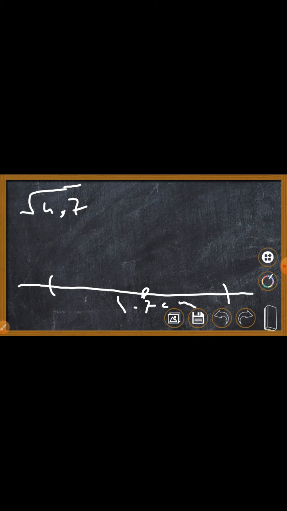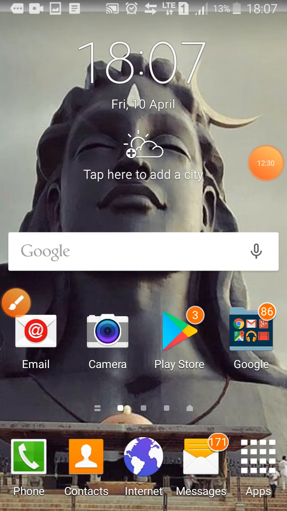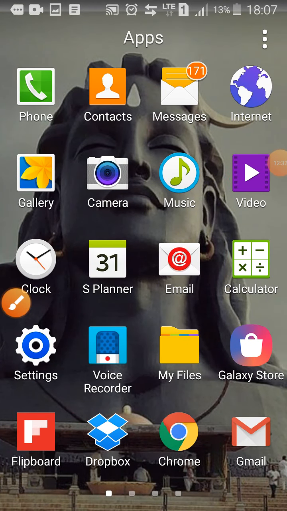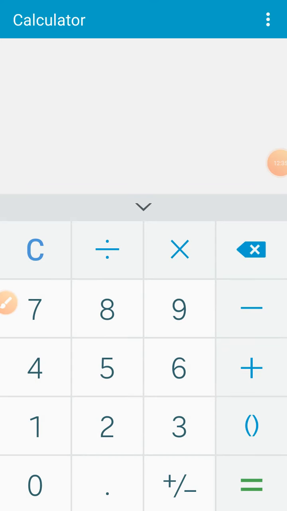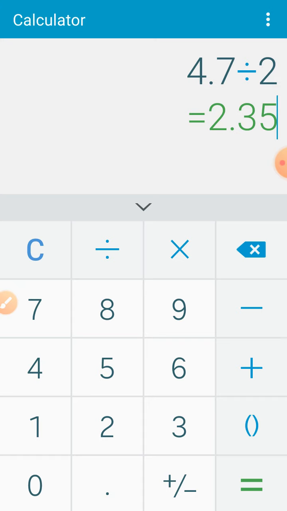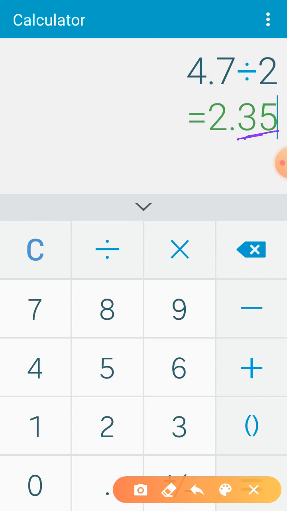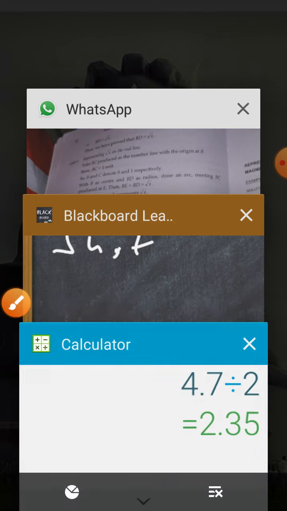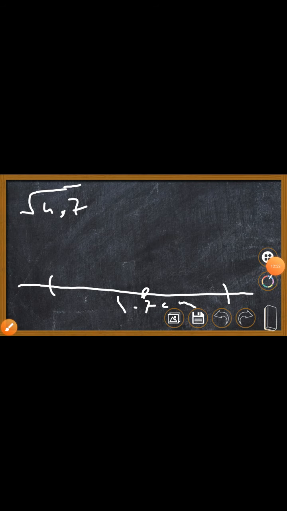How will you find out the midpoint? Yes, so what is half of 4.7? So 4.7 divided by 2 is equal to 2.35. So 2.35, this 35 is difficult to plot, so you will just plot 2.3. Okay, so you will take 2.3 centimeter and mark the midpoint of 4.7 centimeter. Then from there you will take the radius and draw a semicircle over here.